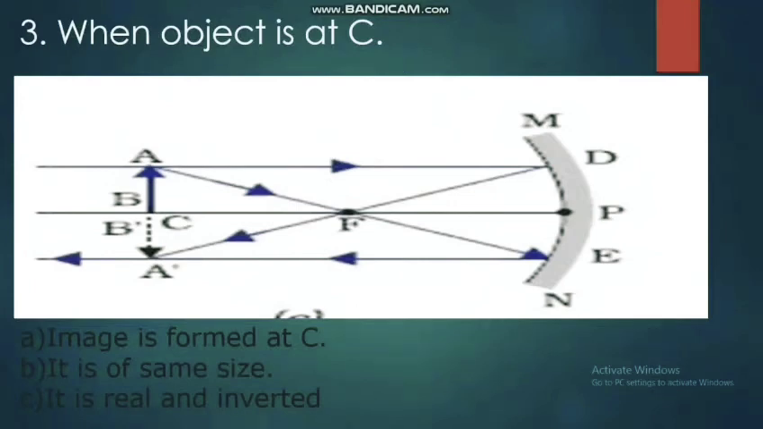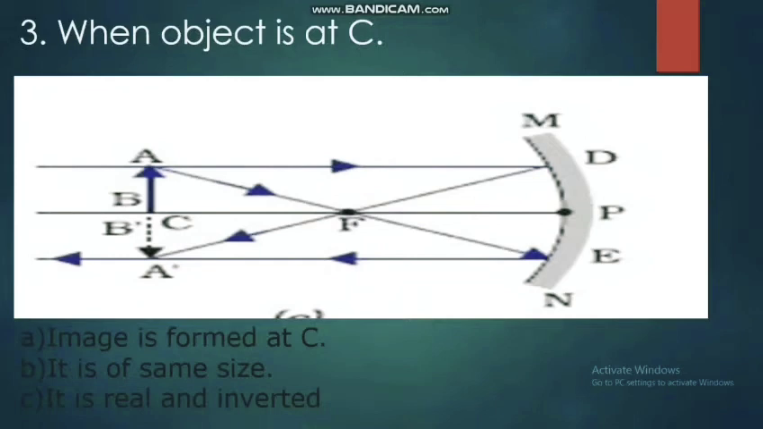Third case. When the object is at C. C means the center of curvature. Now we are using symbolic letters here. So when the object is at C, the center of curvature, from here again we take two rays. One will be parallel, one will be inclined. The first ray, which is parallel, will pass through the focus because it will bounce back. For the second ray, the nearest point of the object is now F, so the inclined ray will go through F, and again it will bounce back parallel.